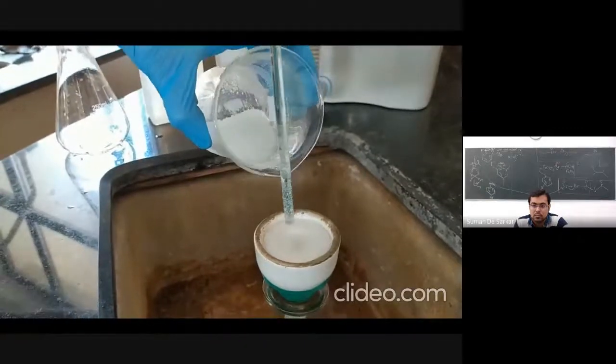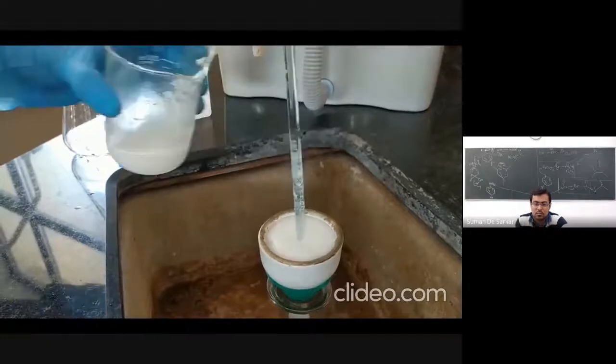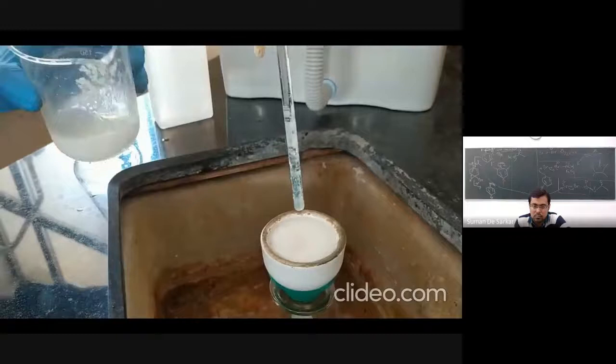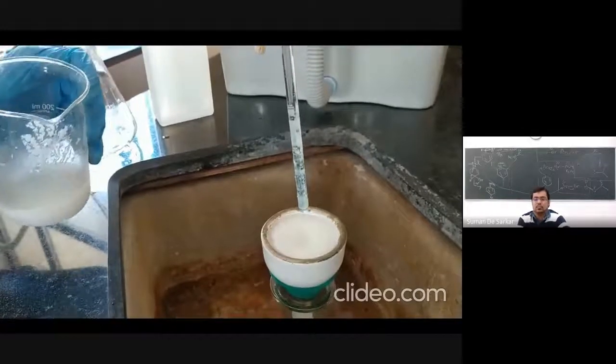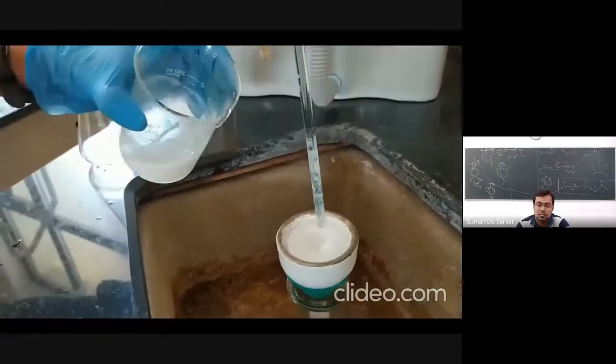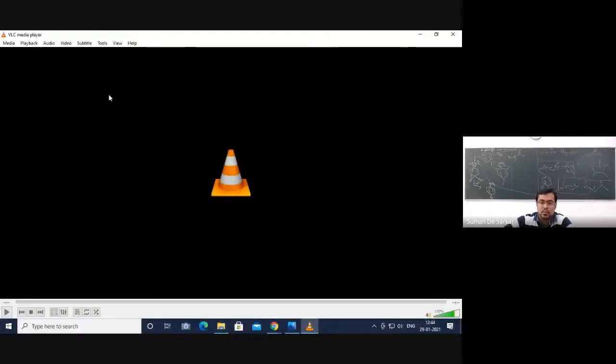So we will wash the precipitate with cold water again, collect the precipitate, dry it, and then we will analyze it by UV visible spectroscopy. Also, we will do a thin layer chromatography. That's all from here.